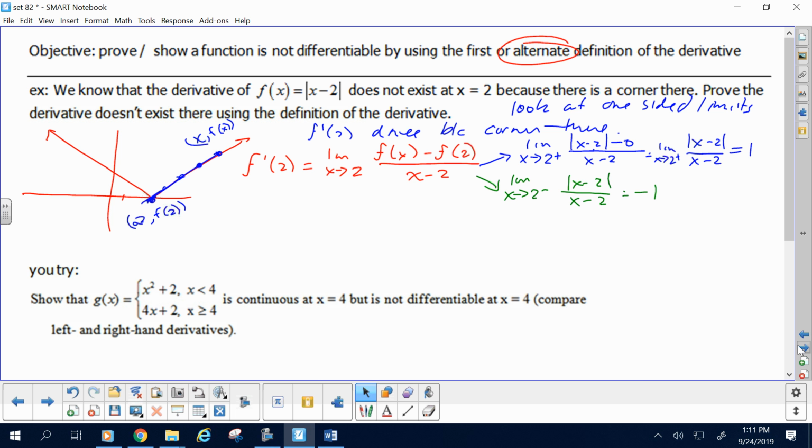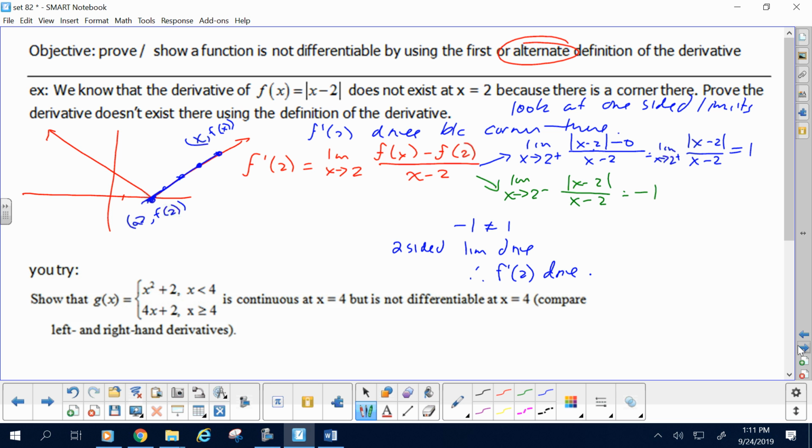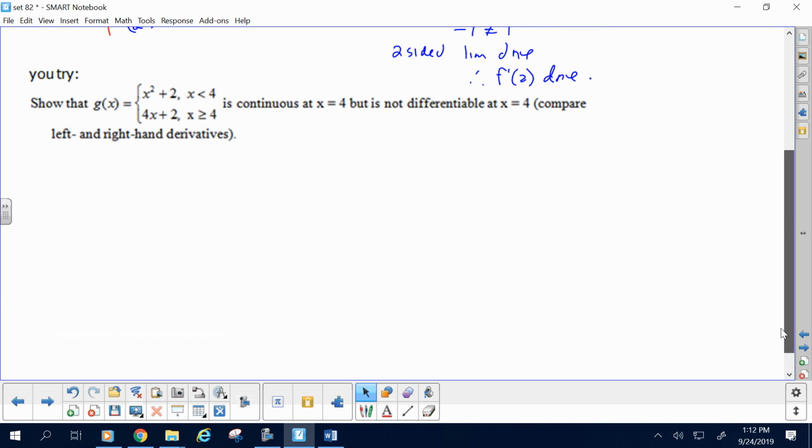Now that is why a sharp turn is bad, because the one-sided limits of the slopes aren't the same. And we know that if you ever have a limit where the one-sided limits aren't the same, then all bets are off. The limit doesn't exist. So because negative 1 is not equal to 1, the two-sided limit does not exist, and we conclude then that f prime at 2, which is the two-sided limit, does not exist. Sharp turns are bad because the slope goes straight from one to the other, which means a violation of the one-sided limit. All right, try one on your own.